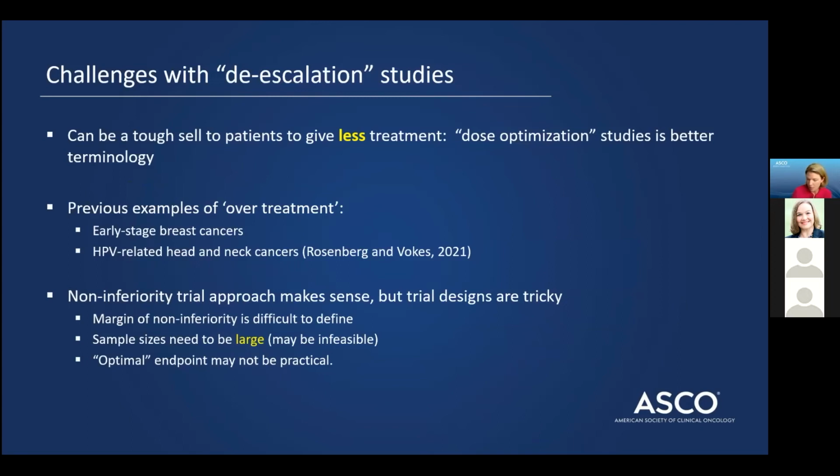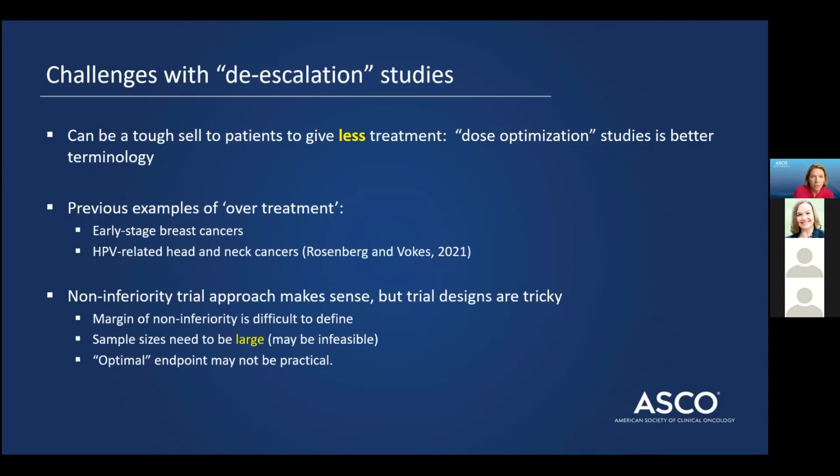One of the things that many of you might know, where you've been involved in a situation where there's reference to de-escalation studies, this is something that seems pretty negative, and patient advocates will say, please don't call them de-escalation studies, because what that means to patients is that you're giving them less of a drug that is potentially helpful, life prolonging, or even curative. So really focusing on it being a dose optimization versus a de-escalation is important.